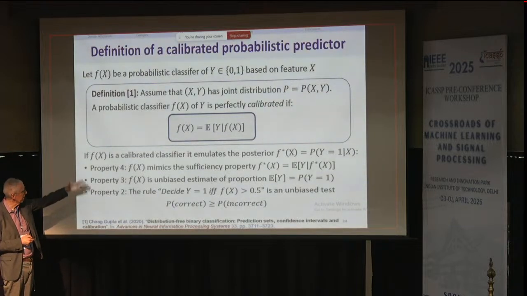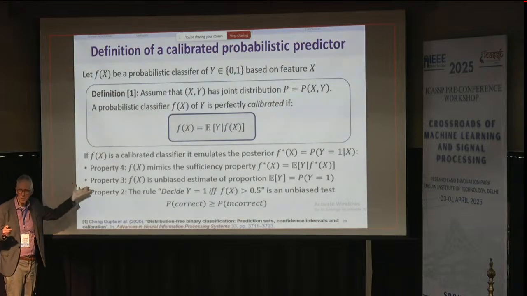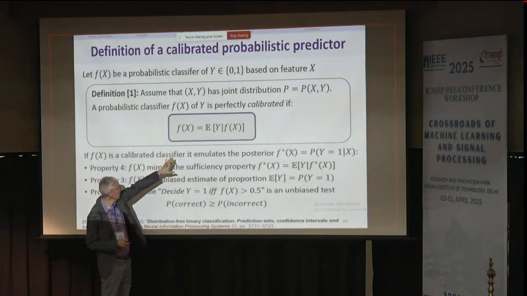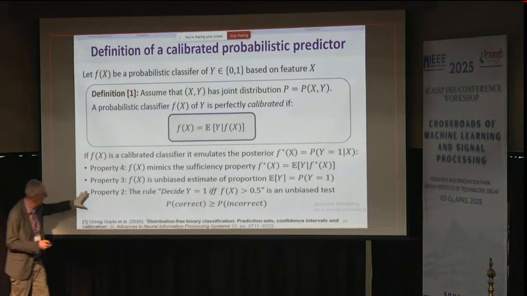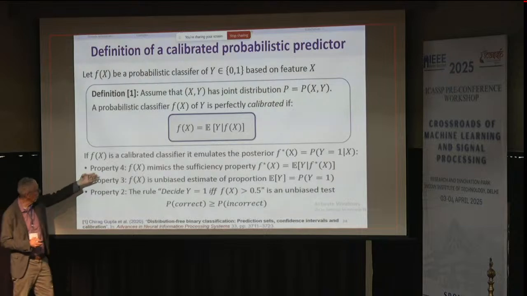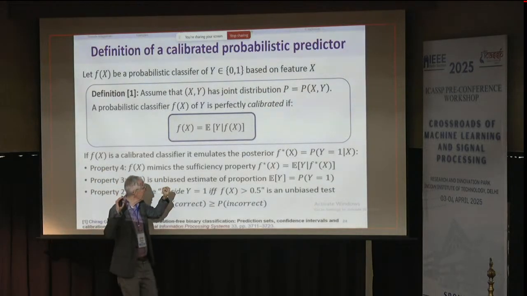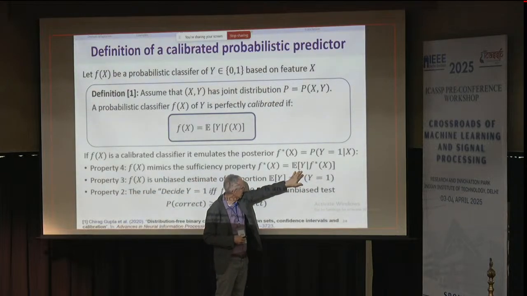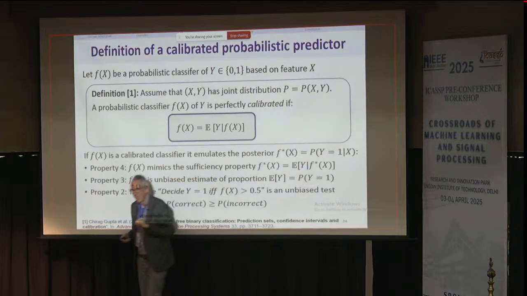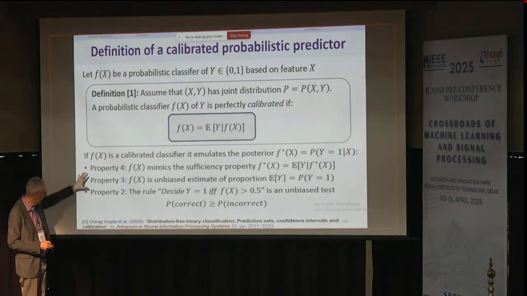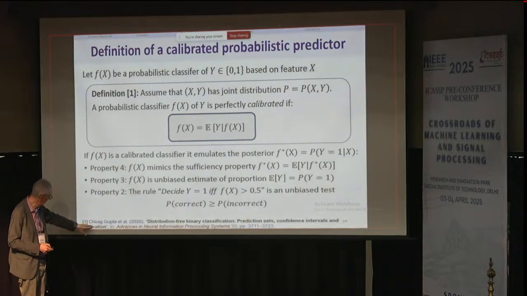this emulates the properties 4, 3, and 2 that I just mentioned, right? So any classifier that satisfies this perfect calibration condition will be an unbiased test. It'll be an unbiased estimate, and it will mimic this sufficient statistic property that I just mentioned, right? That if you condition on f star of x, the label, you'll get f star of x back, right? Okay, so this is not our condition, but this goes back to Gupta et al.